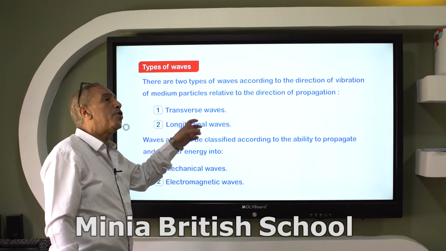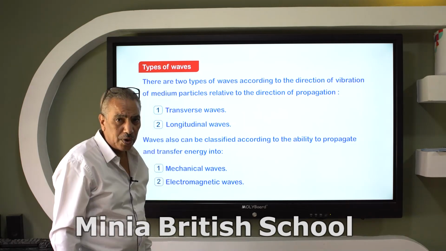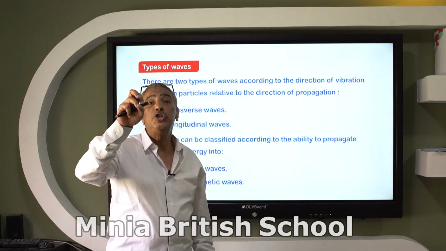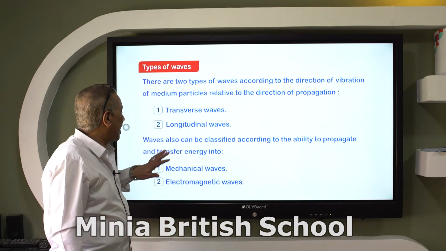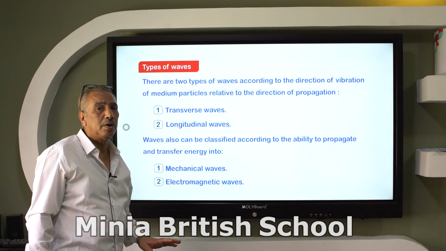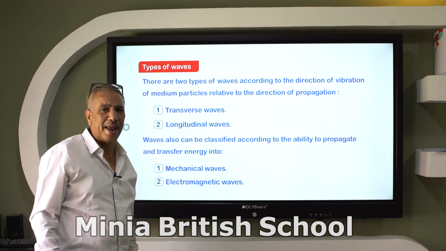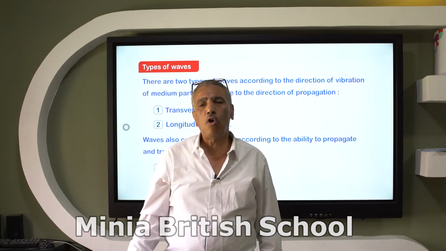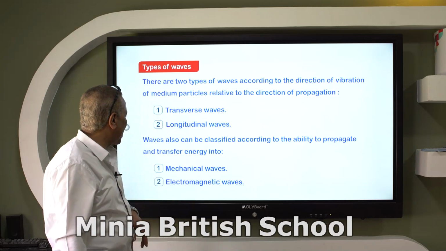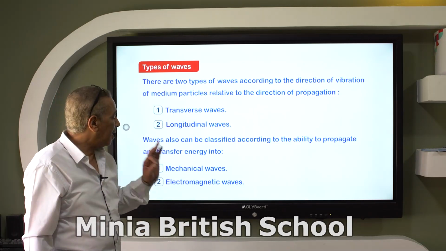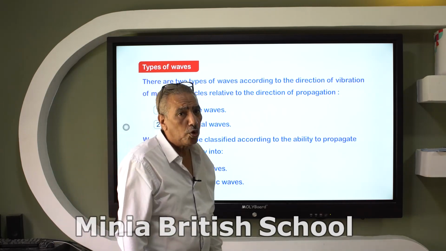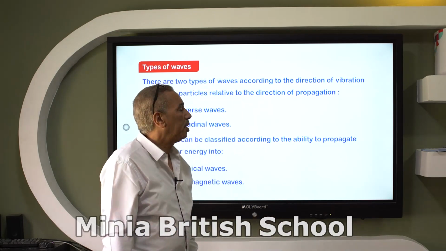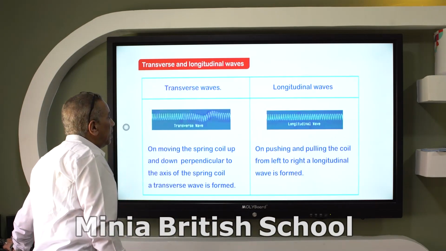Mechanical waves. Another way of classifying different kinds of waves is whether the wave, in order to propagate and transfer its energy, needs a medium or not. The mechanical waves, I mean the transverse and longitudinal, always need a medium to propagate. If there is a medium, it will propagate and travel. If there is no medium, it will not propagate or travel. The second one is the electromagnetic waves. Electromagnetic waves do not need a medium to propagate, and can travel in space with a very high speed, equal to 3 times 10 to the power 8 meters per second.